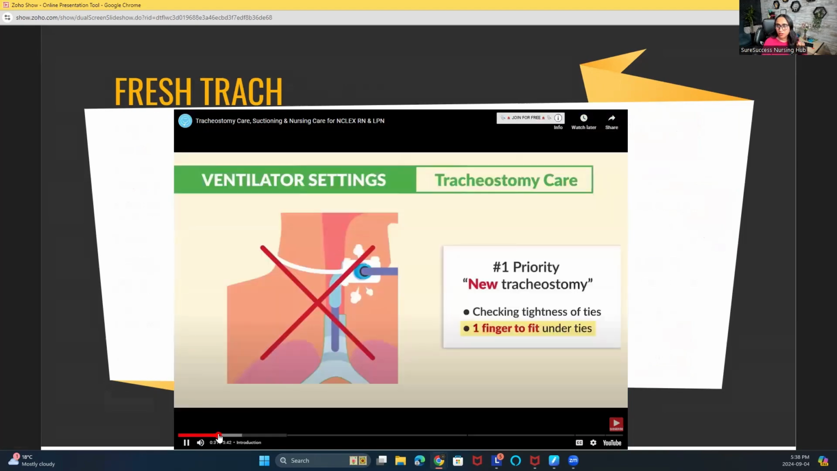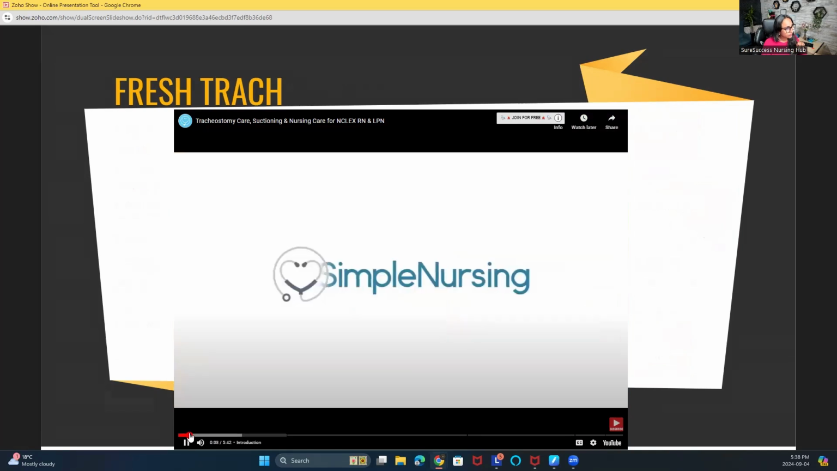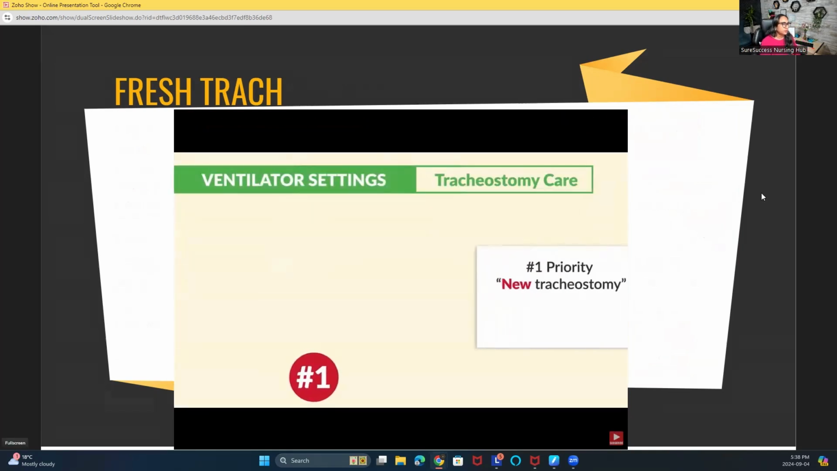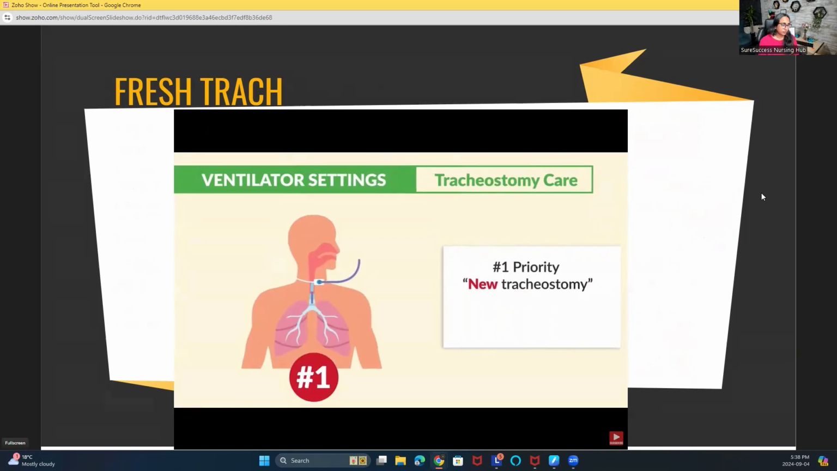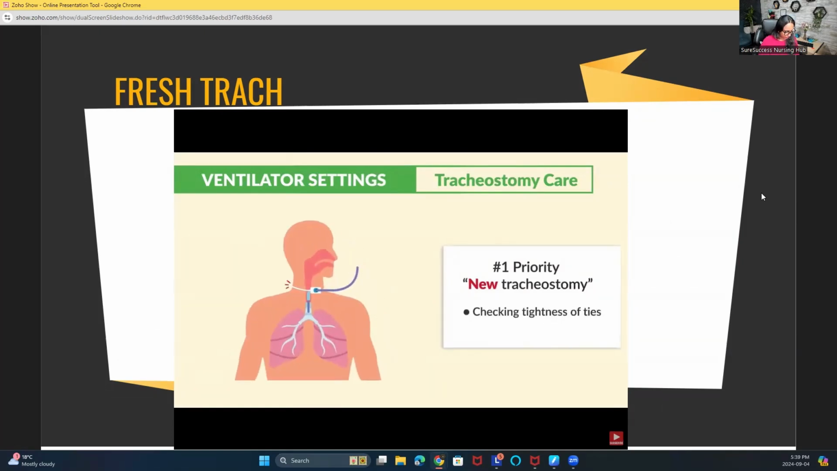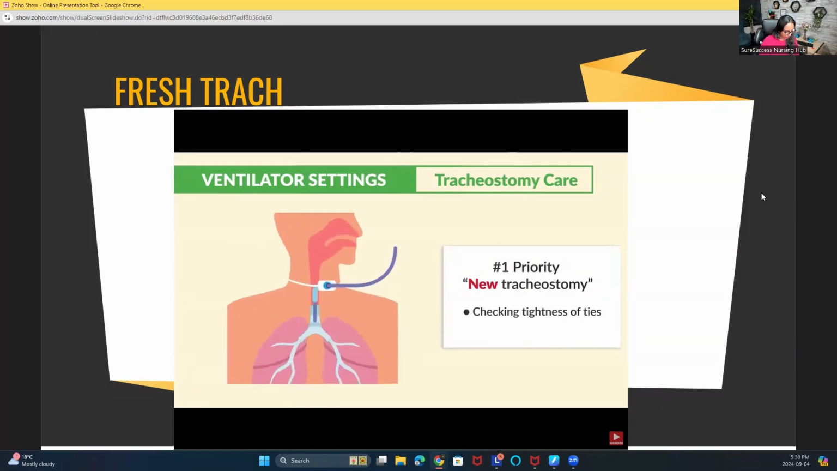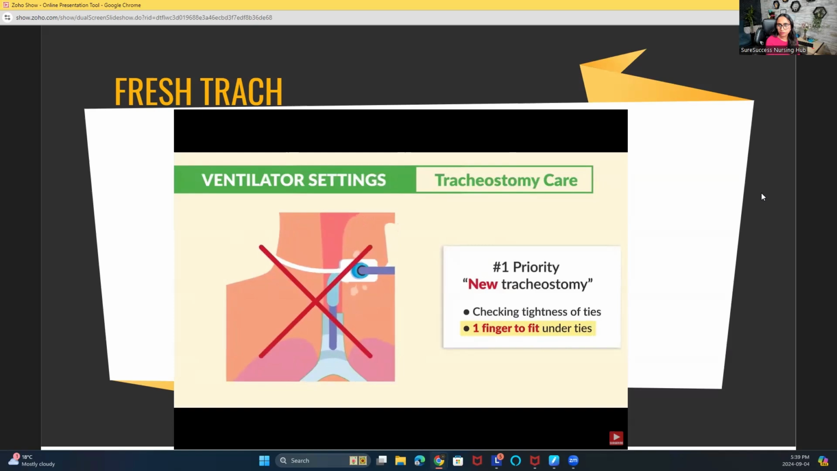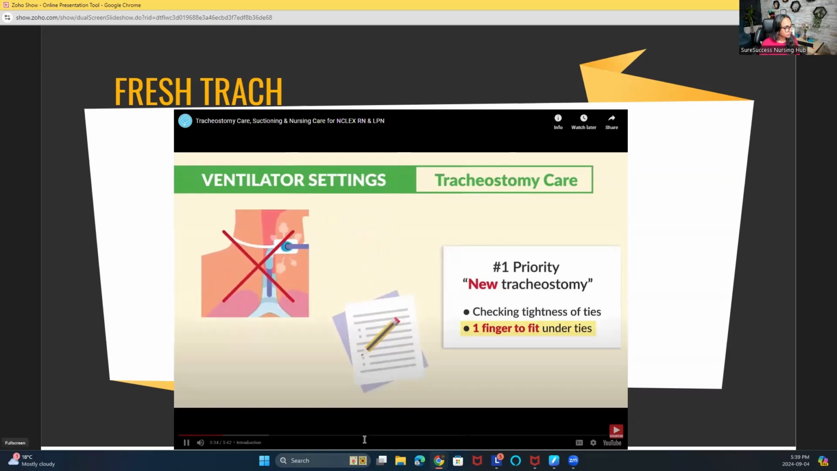And loss of the airway. So write that down. Just wait. This one tracheostomy care is really good. The number one priority for a new tracheostomy, we're talking immediately after surgery, fresh postoperative. We must, key terms here, check the tightness of the ties and use one finger to fit under the ties. This prevents dislodgement and loss of the airway. So write that down. The number one priority for a new tracheostomy returning from the operating room.